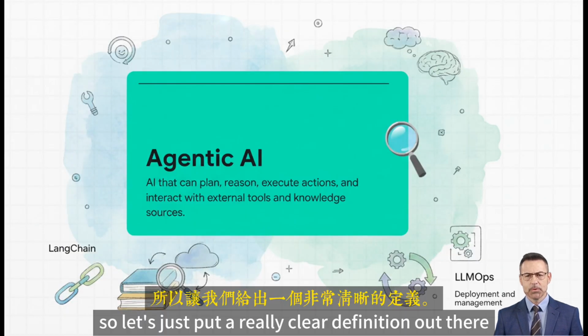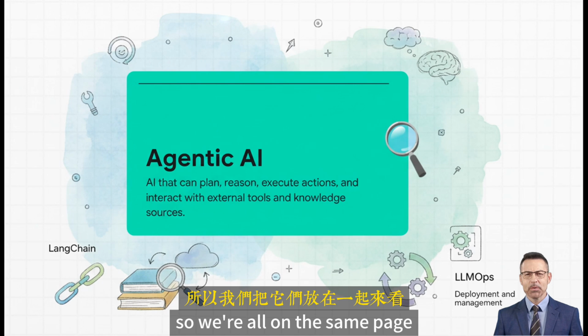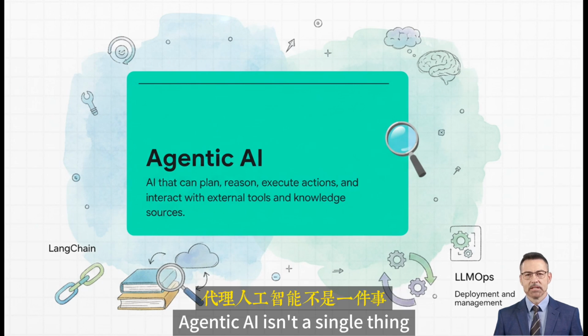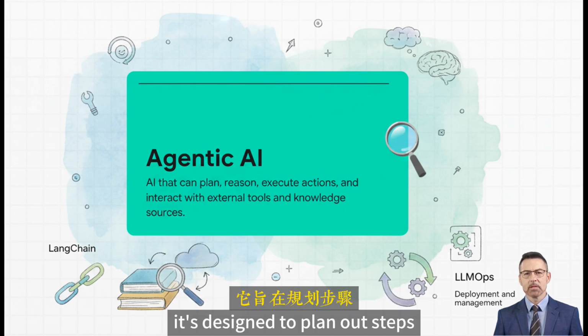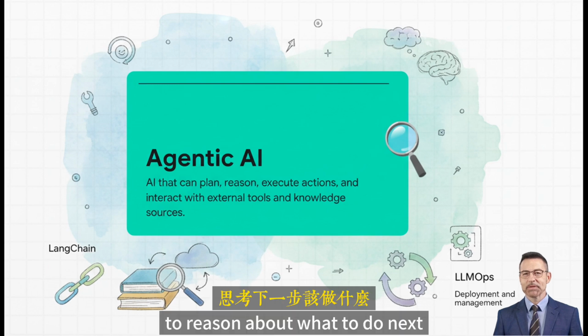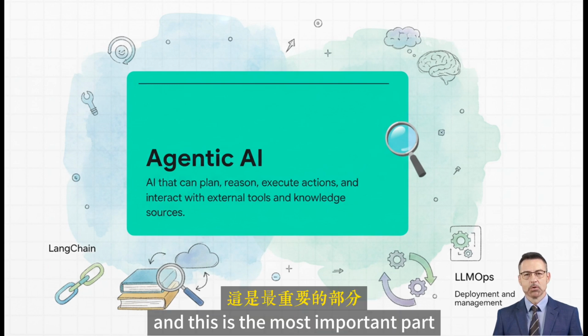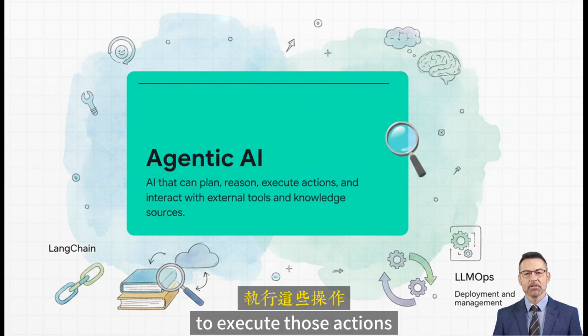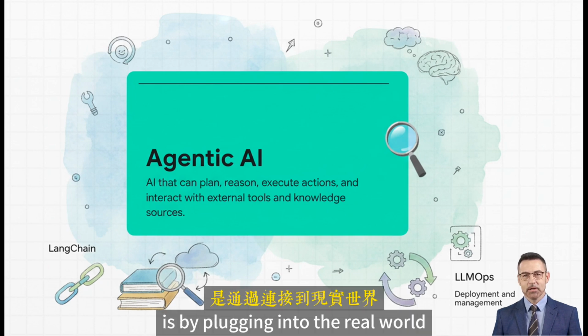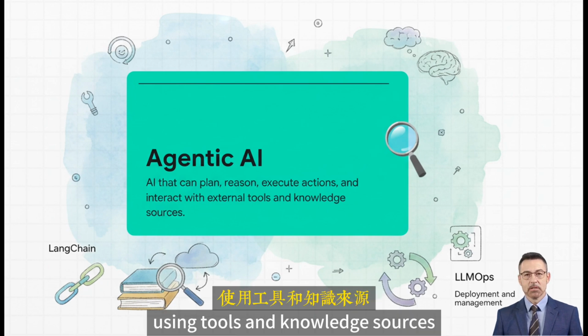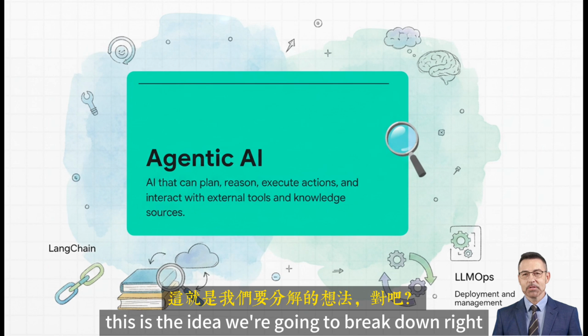Okay, so let's just put a really clear definition out there, so we are all on the same page. Agentic AI isn't a single thing, it's a whole system. It's designed to plan out steps, to reason about what to do next, and this is the most important part, to execute those actions. And the way it does that is by plugging into the real world, using tools and knowledge sources. This is the idea we're going to break down.